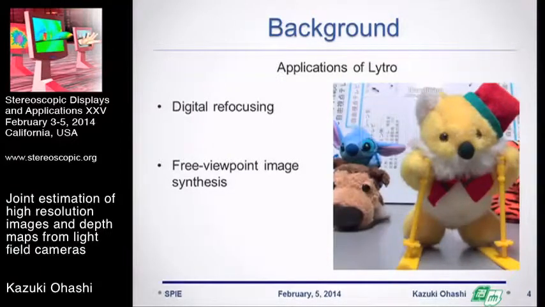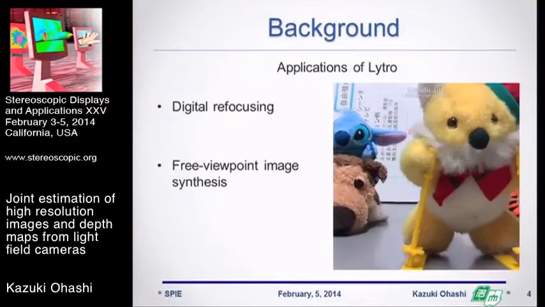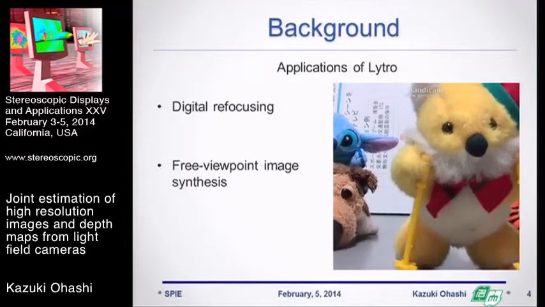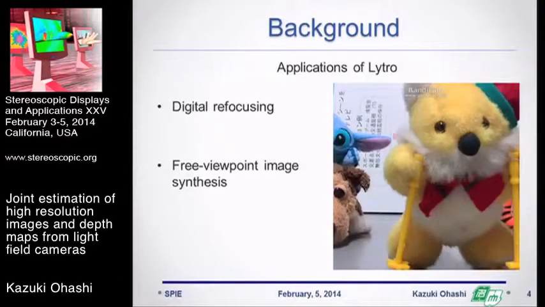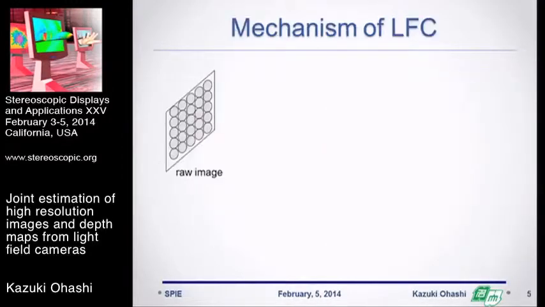In the digital refocusing, we focus on the point which we click, as you can see here. In the free viewpoint image synthesis, we can see the image from the viewpoint which we choose. Light field cameras are able to capture several views of a scene simultaneously. These images of several views are sub-aperture images.